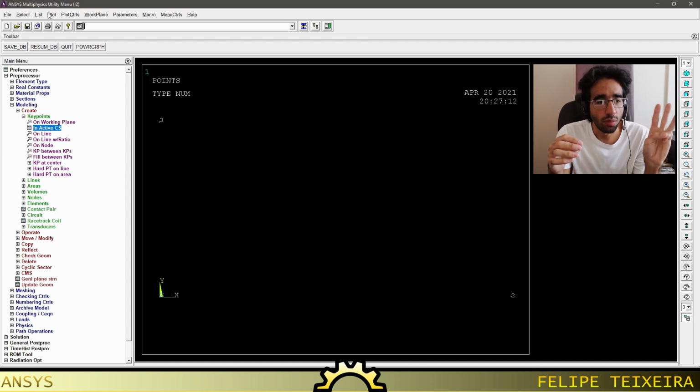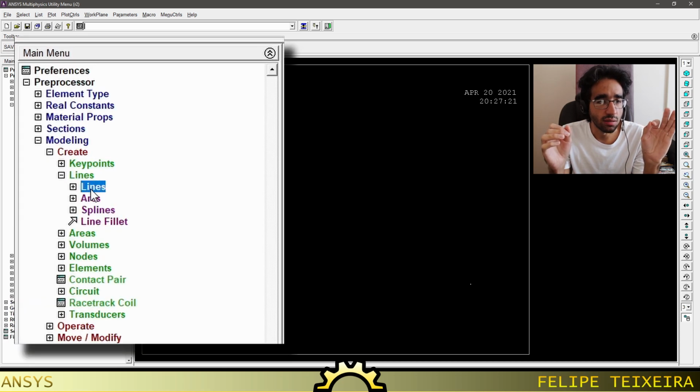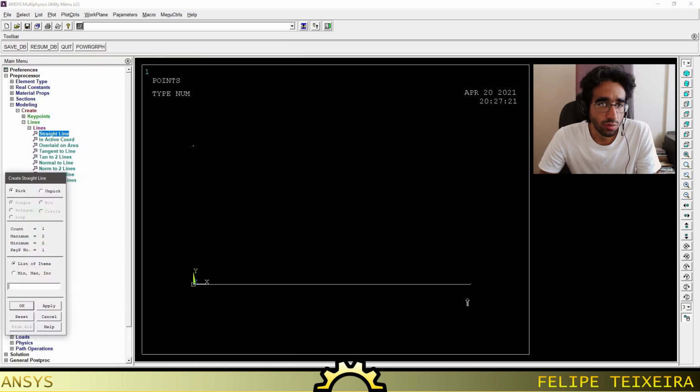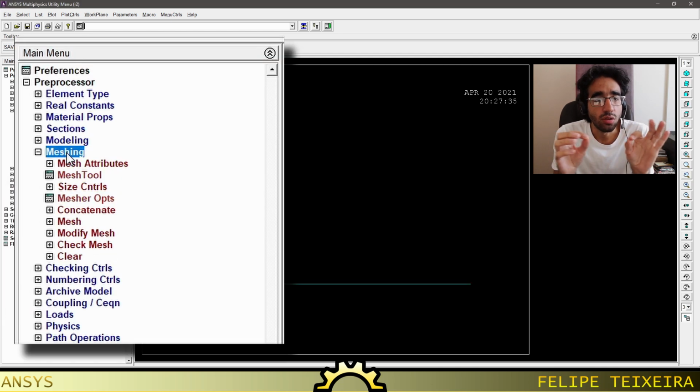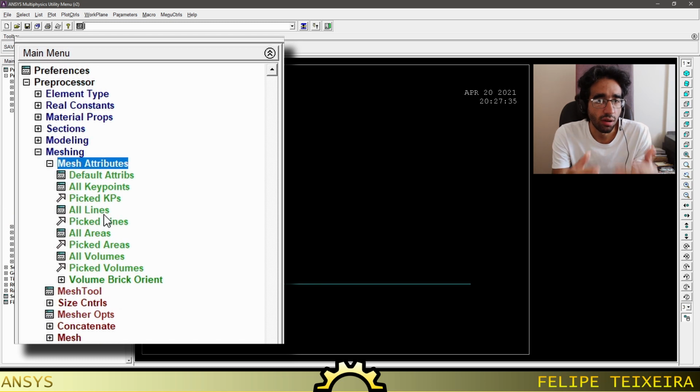Now that I have the 3 key points, I'm going to use the first 2 to create a line between them. This is going to be the axis of my beam. Next, I'm going to set the attributes of this line, because for now it's only a line. We need to convert it into a bunch of elements and nodes, because finite element analysis solves models composed of elements and nodes, not composed of lines and key points. So here I have to tell ANSYS, you're going to make a mesh of nodes and elements along this line, and when you do create this mesh, these are the properties you're going to use for the elements you're going to create on top of this line.